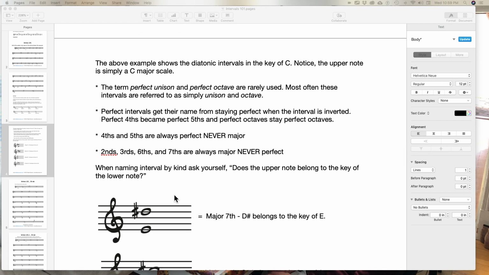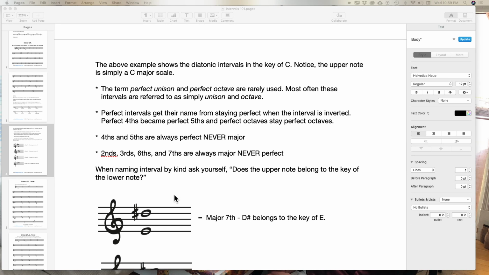It should be noted that perfect unison and perfect octave are the official names for unison and octave. People don't usually say perfect octave or perfect unison. They just say unison or octave. And if you notice, fourths and fifths are perfect. Seconds, thirds, sixths, and sevenths are major. You will never call thirds, sixths, and sevenths perfect, and you'll never call fourths and fifths major.